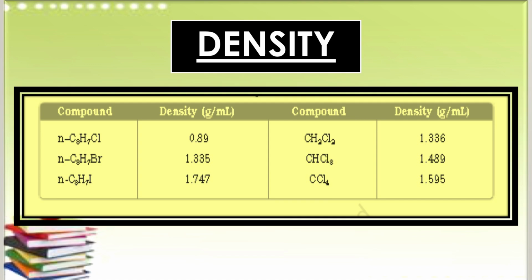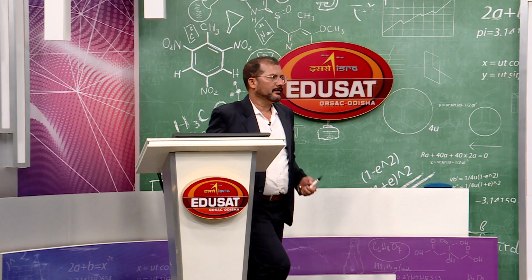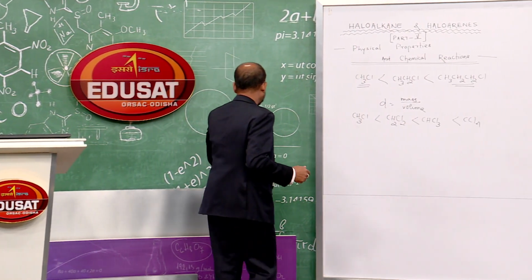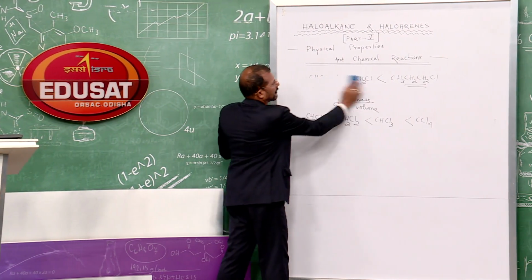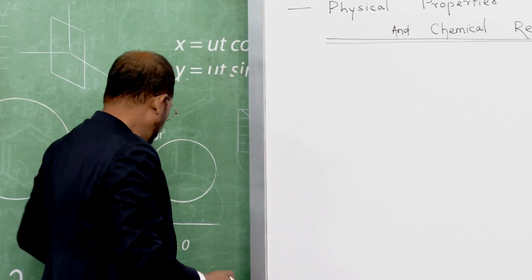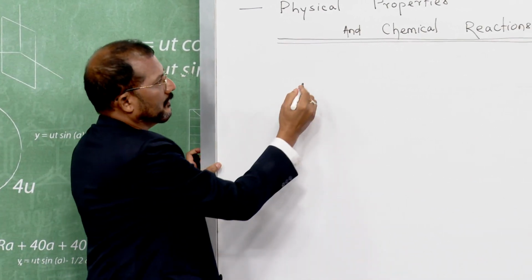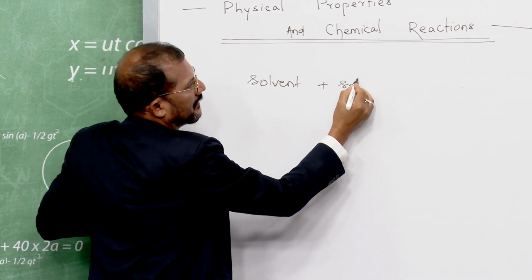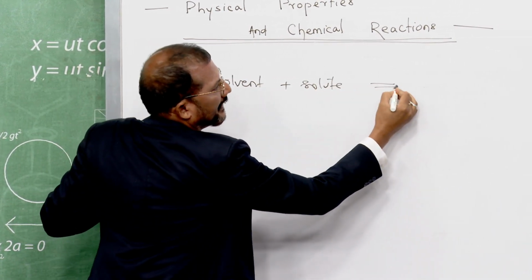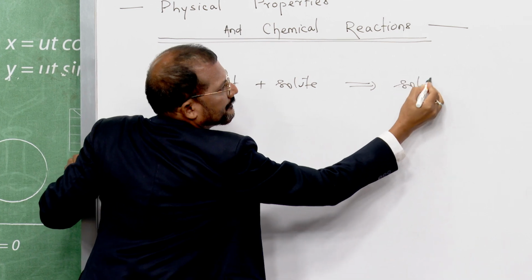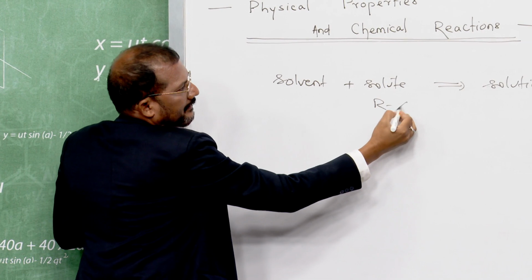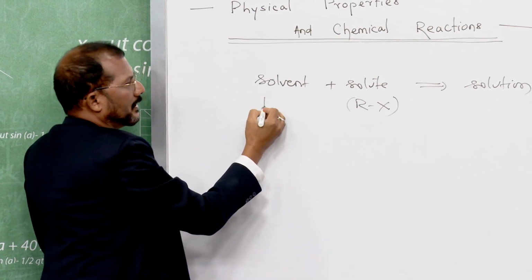Now, we will discuss solubility. Solubility of alkyl halides, how solubility of alkyl halides changes. Solubility is a factor which depends upon two components. We know there is a solvent and there is a solute, and that makes a solution. Here we are discussing the solute is alkyl halide and the solvent is water.